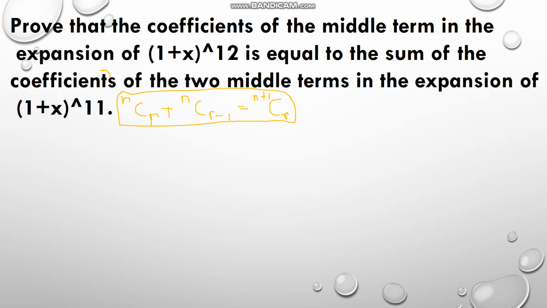Now, let's see how to solve this. This is given: 1 plus x whole to the power 12 and 1 plus x whole to the power 11. This term, 1 plus x whole to the power 12, will have 13 terms. 13 terms are there.